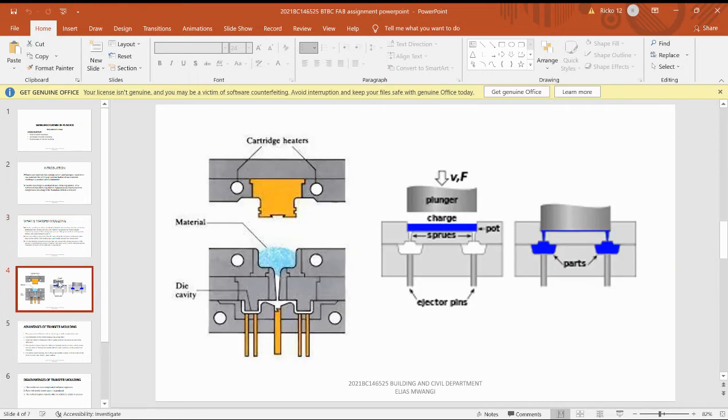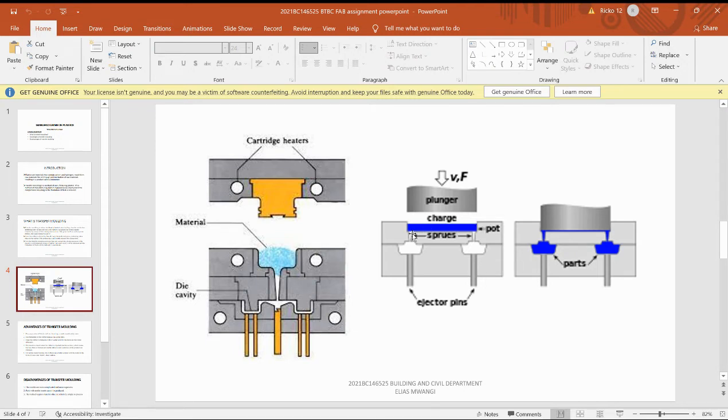Here we can see the cavities. We have the cartridge heaters, we have the material or the rubber or the charge, and then we have the die cavities. You can see each has a different shape. The point about transfer molding is that in this process the plunger hits the material, the material is forced through into the die cavities and takes a shape, then moves and takes another shape, to form that particular material.